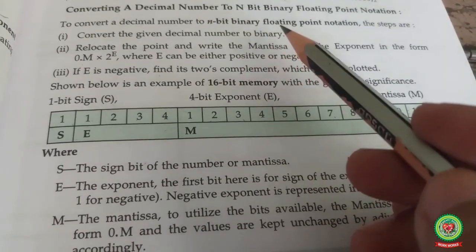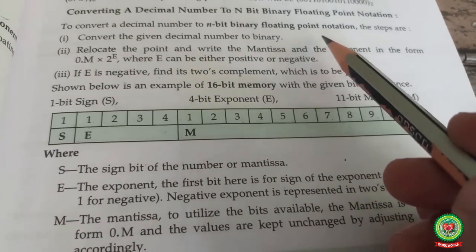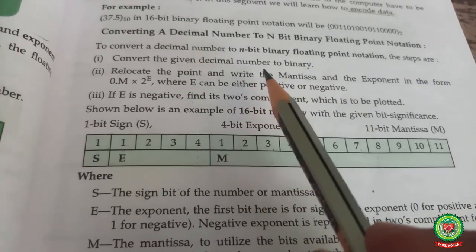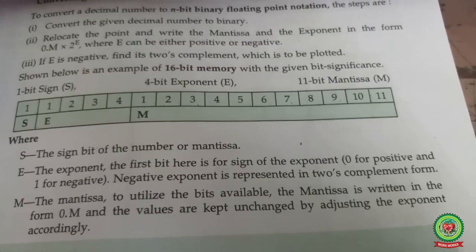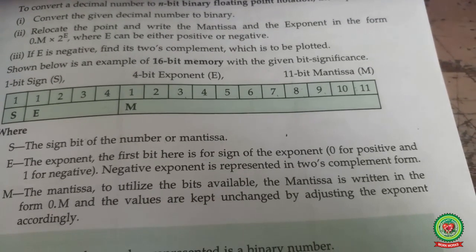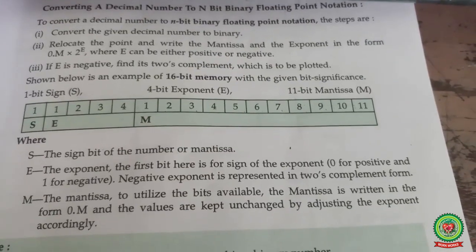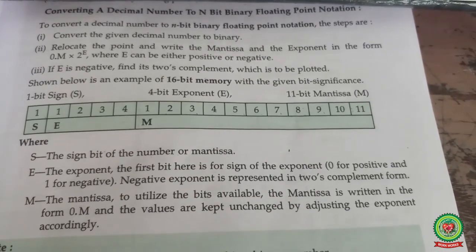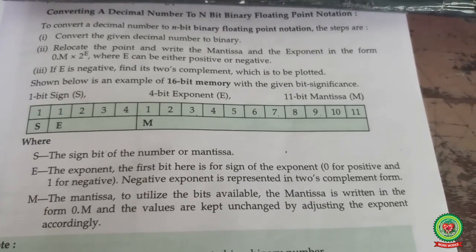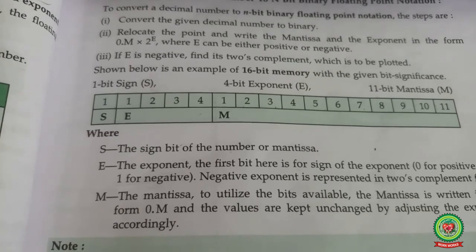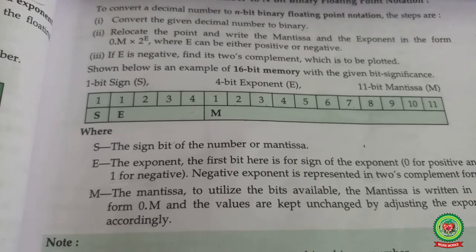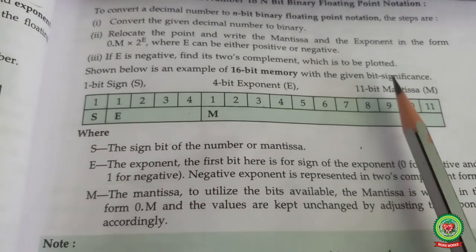To convert a decimal number to n-bit floating point notation, the steps are: Number 1. Convert the given decimal number to binary. Step 2. Relocate the point and write the mantissa and exponent in the form of 0.m into 2 raised to power e, where e can be either positive or negative. Step 3. If e is negative, find its 2's complement, which is to be plotted.